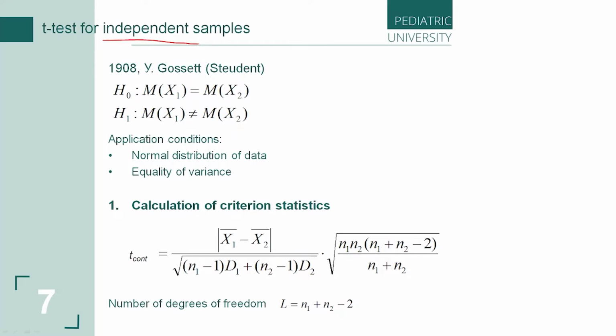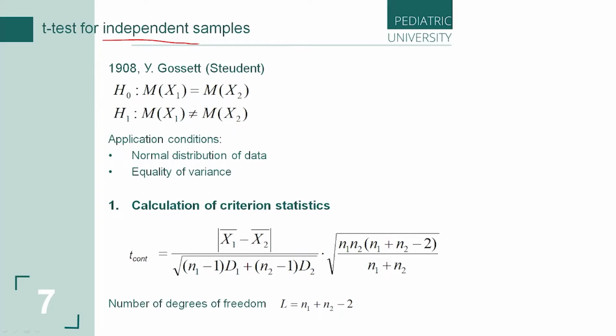This criterion was published in 1908 by William Gossett. But why is the criterion called the Student test? Another name for this criterion is the Student t-test, or t-test. At the time, Gossett was working at the Guinness Brewery.